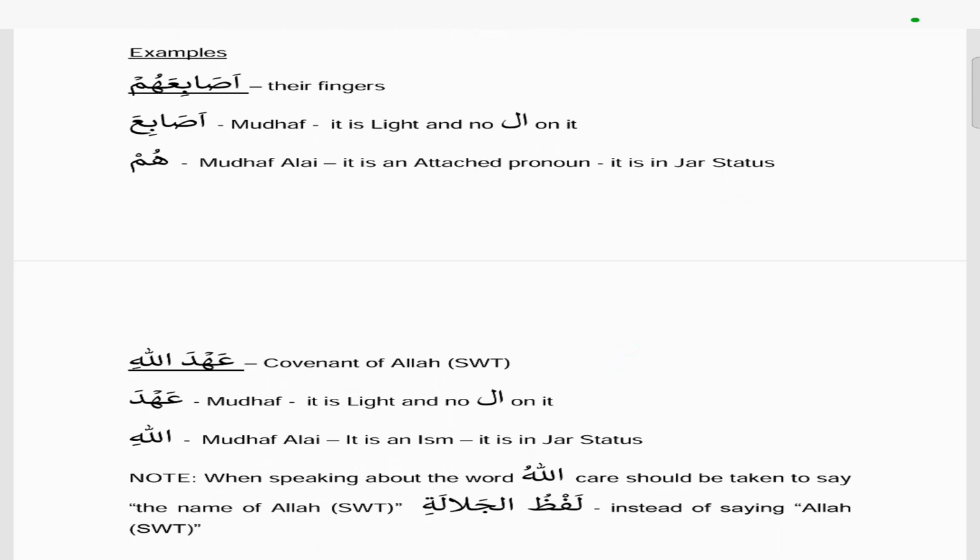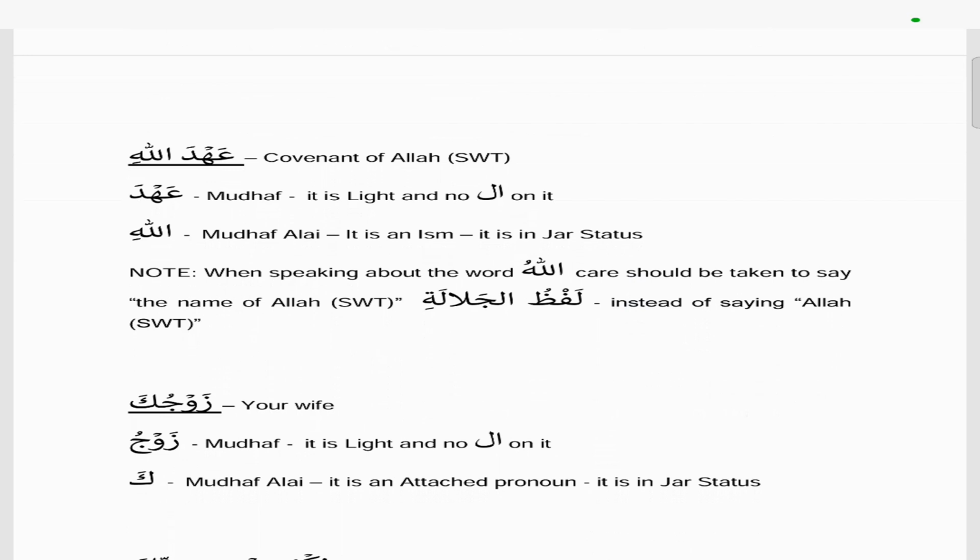And then the mudaf ilay, the hum, is the mudaf ilay. It is an attached pronoun, and the original independent pronoun is hum, which means they. And therefore, because this is a mudaf ilay, this hum is in the jar status.